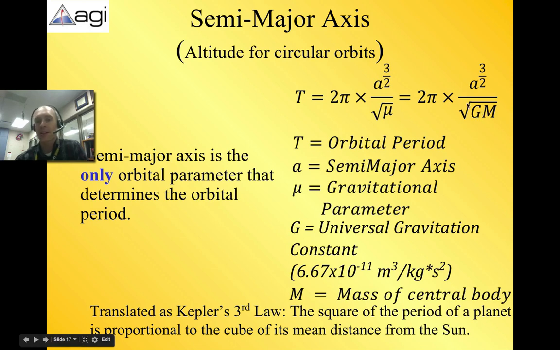But this is simplified by putting mu in here instead of GM. We could just write it like this: 2 pi times a to the 3/2 divided by the square root of GM, that would be just fine.